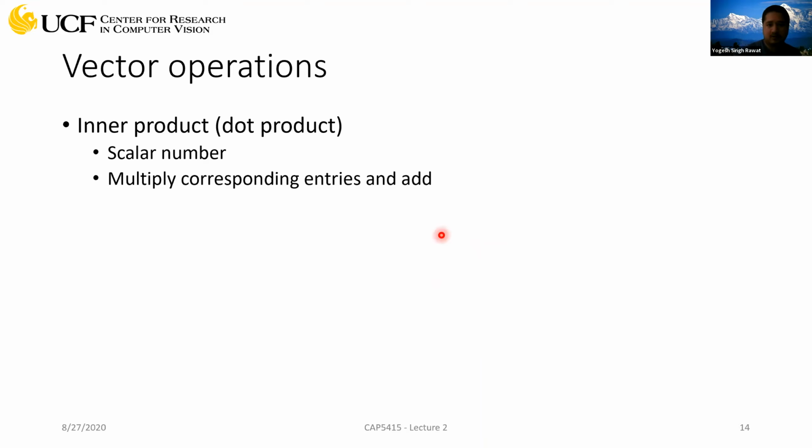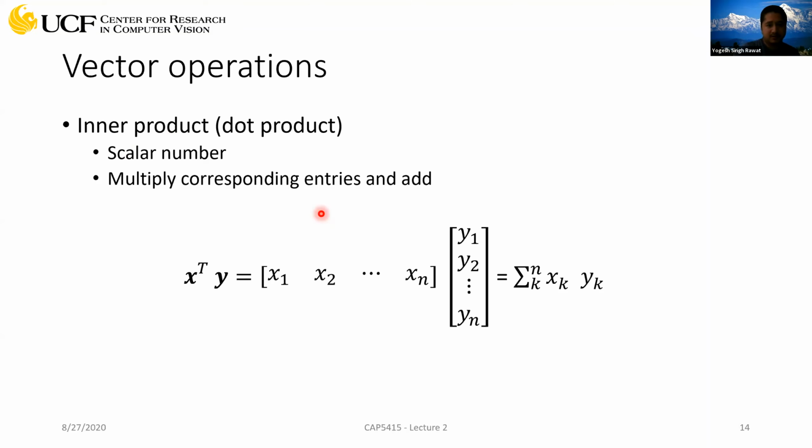The other important operation on vectors is the inner product. It's also called the dot product. So you have two vectors. When you take the inner product, you will just get a scalar number. The way to do the inner product is you multiply the corresponding values between those two vectors. And the notation is you first have to take the transpose of the first vector, so it becomes a row vector, and then you put the column vector here and take the multiplication.